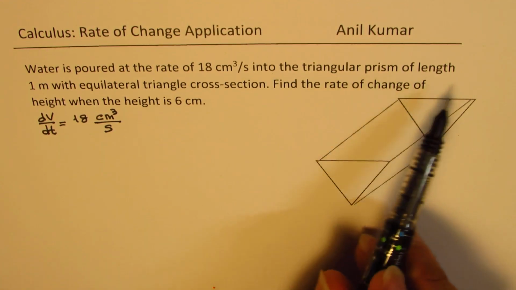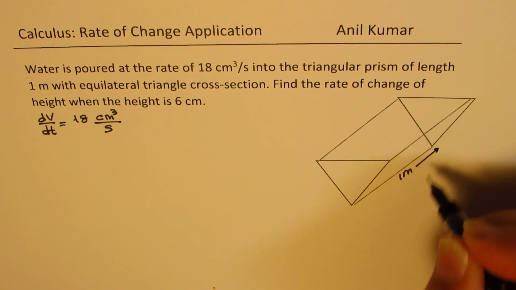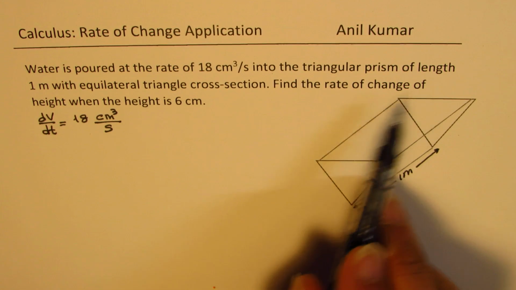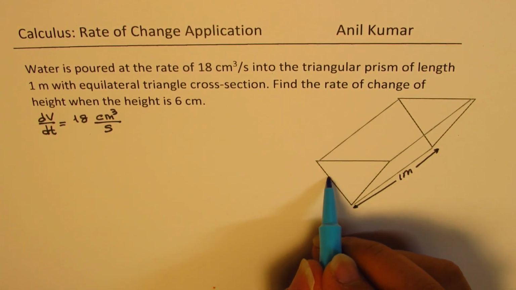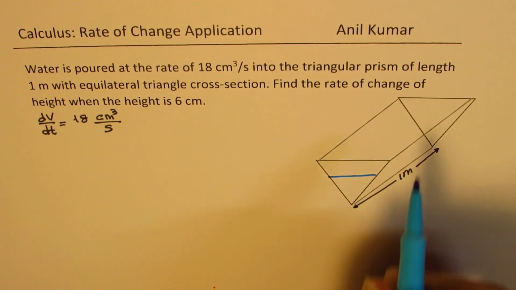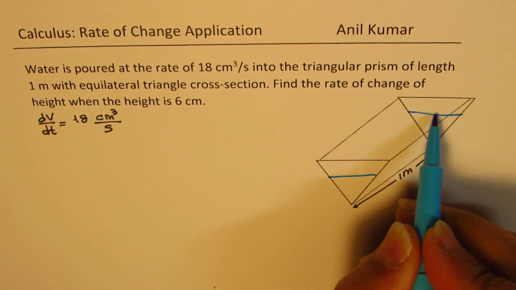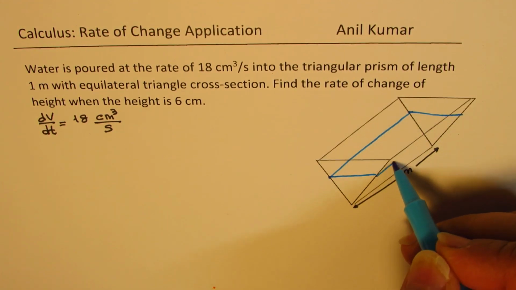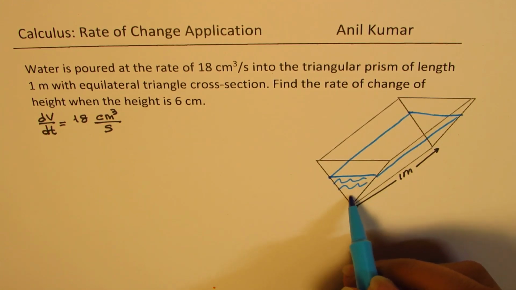Into a triangular prism of length 1 meter. So this length here is 1 meter. Find the rate of change of the height when the height is 6 centimeters. So let's say somewhere here, we have 6 centimeter height. So we could sketch like this. So let's say that is all water, correct?